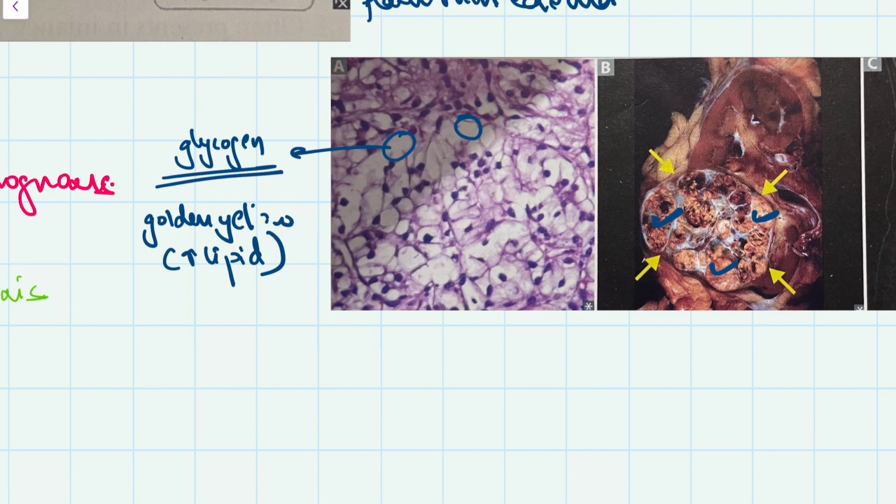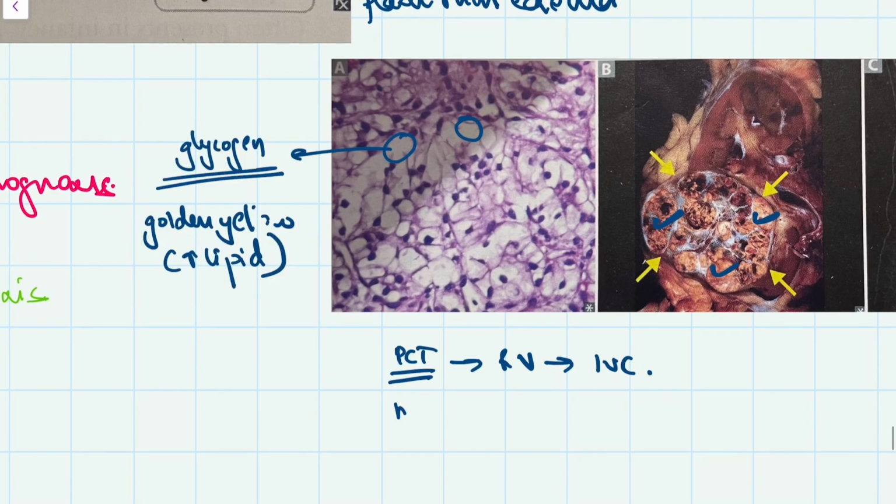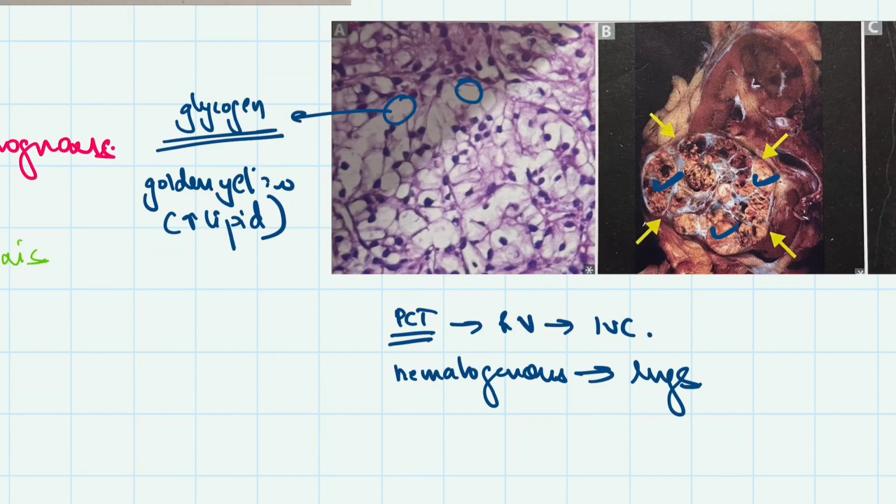The most common site is PCT for clear cell RCC, and it has a tendency to invade the renal vein and even the IVC when it invades the left-sided renal vein. It can also metastasize hematogenously to the lungs. The patient will present with hematuria, palpable mass, and secondary polycythemia.